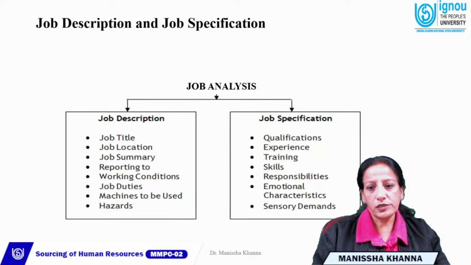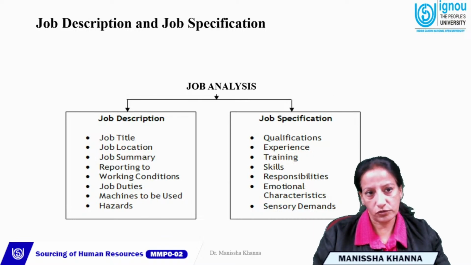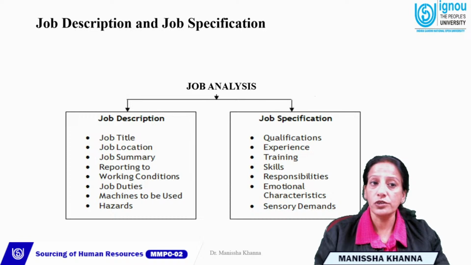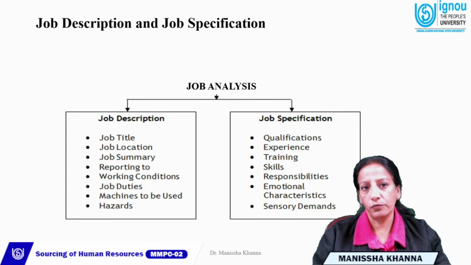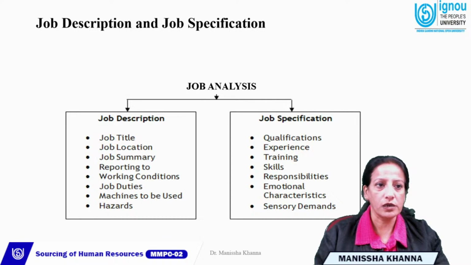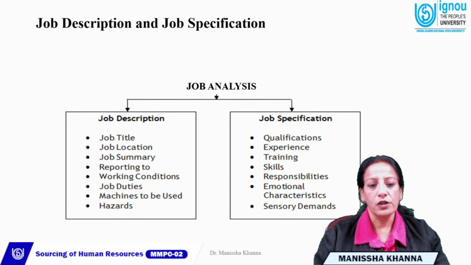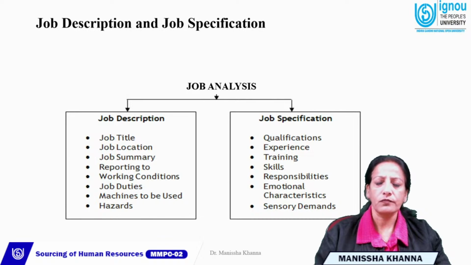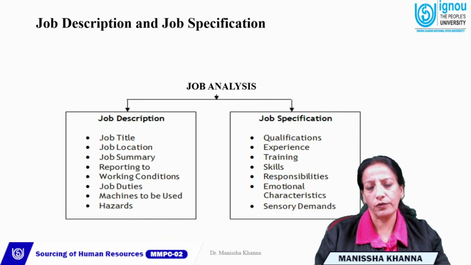So basically, job description and job specification are a bifurcation, the two types of job analysis. One is job description, which includes the job title, job location, summary, whom they are reporting to, the working hours, the working conditions, tools and equipment on the machine, or in IT the languages to be known, any certifications which are required, or any hazards which are included.